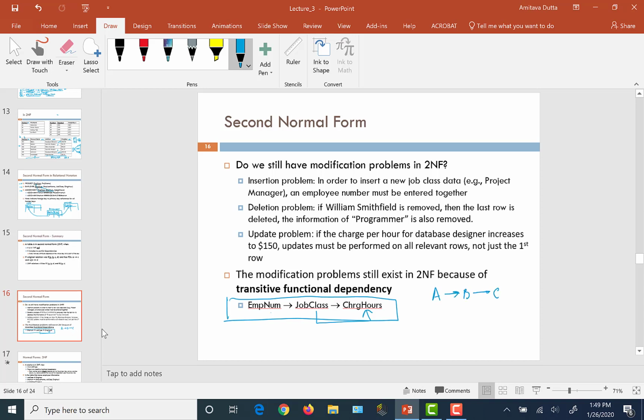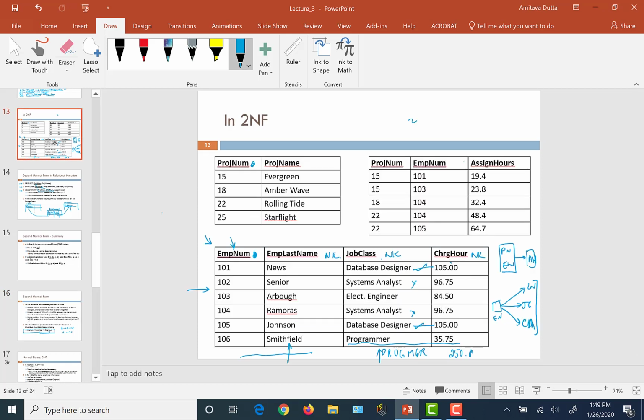If A is taller than B and B is taller than C, then of course A is taller than C. Similarly, if A is heavier than B and B is heavier than C, then A is heavier than C. So the relationships heavier than and taller than are transitive. We have a transitive functional dependency in the employee table that we are looking at.